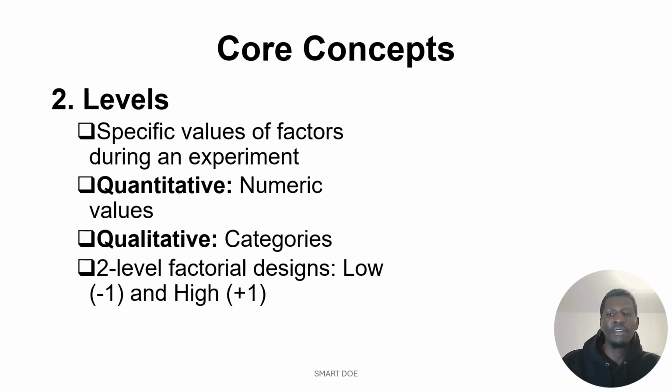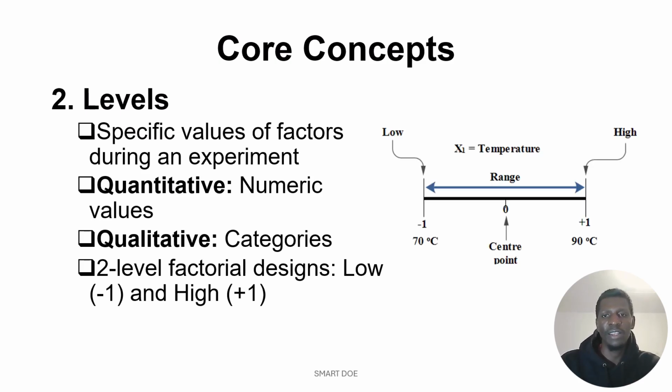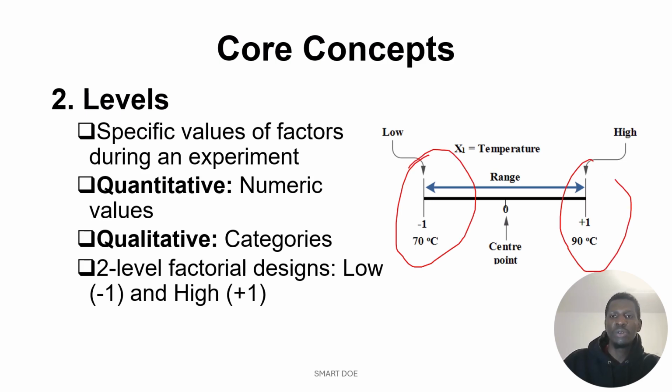In a standard two-level factorial design, these levels are always attributed as the high and the low, where the low assumes a value of -1 and the high assumes a value of +1. The difference between these two values is always the experimental range. The range of this experiment starts from -1 to +1, in real values, from 70 degrees to 90 degrees. And the midpoint between these two is always called the center point, and it assumes a value of 0.